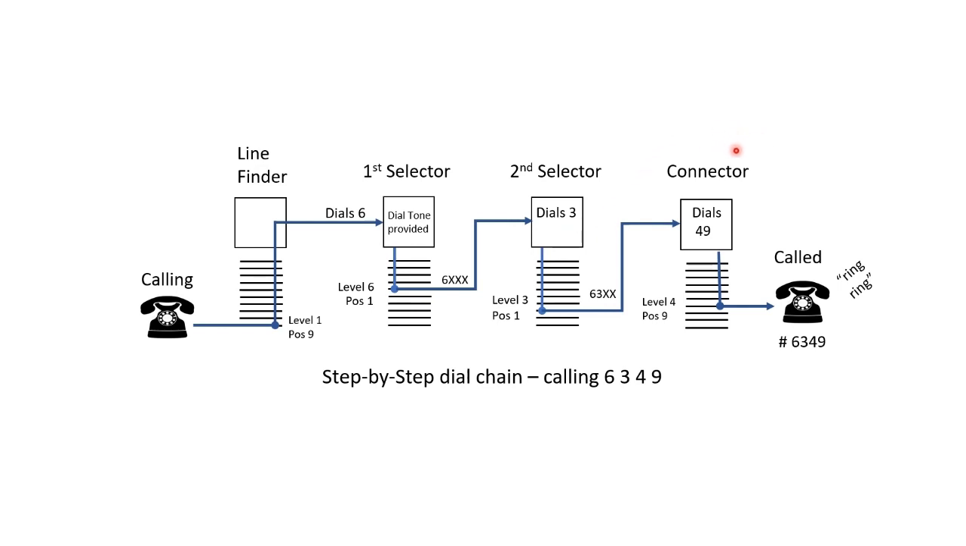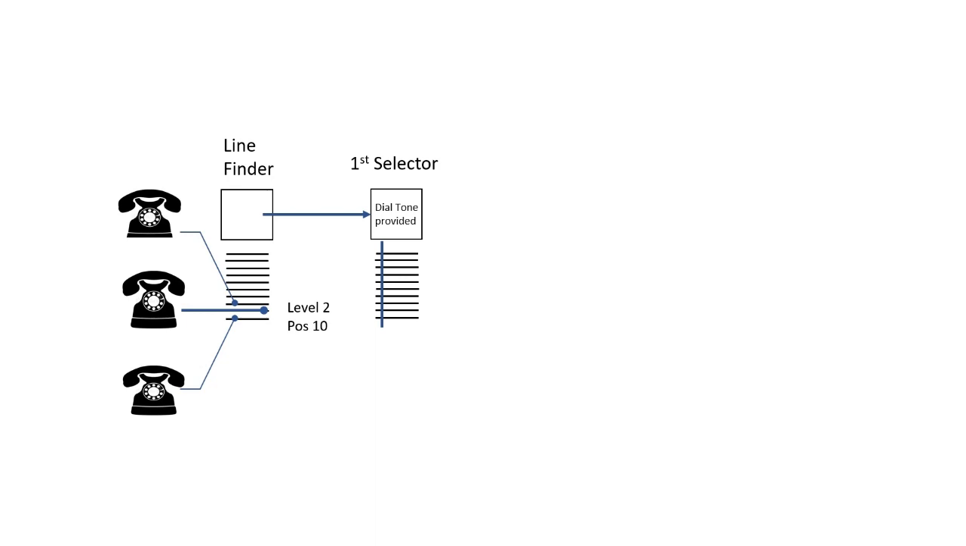At the end, the final connector switch. It responds to the final 2 digits, a 4 and a 9. It tests for busy, and if not, rings the called phone. If the subscriber answers, hello, this switch completes the talking path. The action starts when the caller goes off hook. A line finder switch searches for the new off-hook subscriber. When the line is found, the caller is connected to an attached first selector and dial tone is provided.